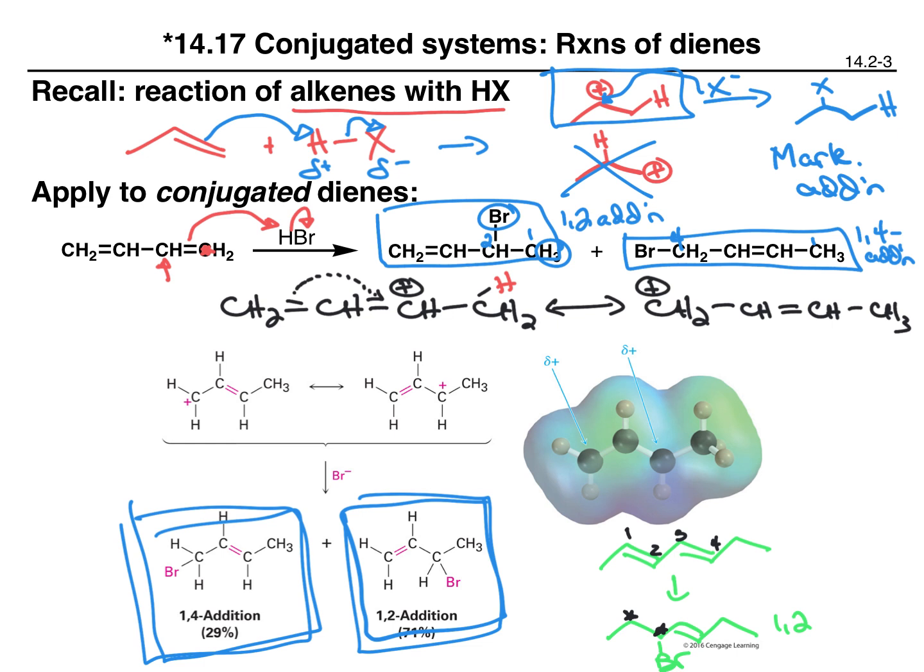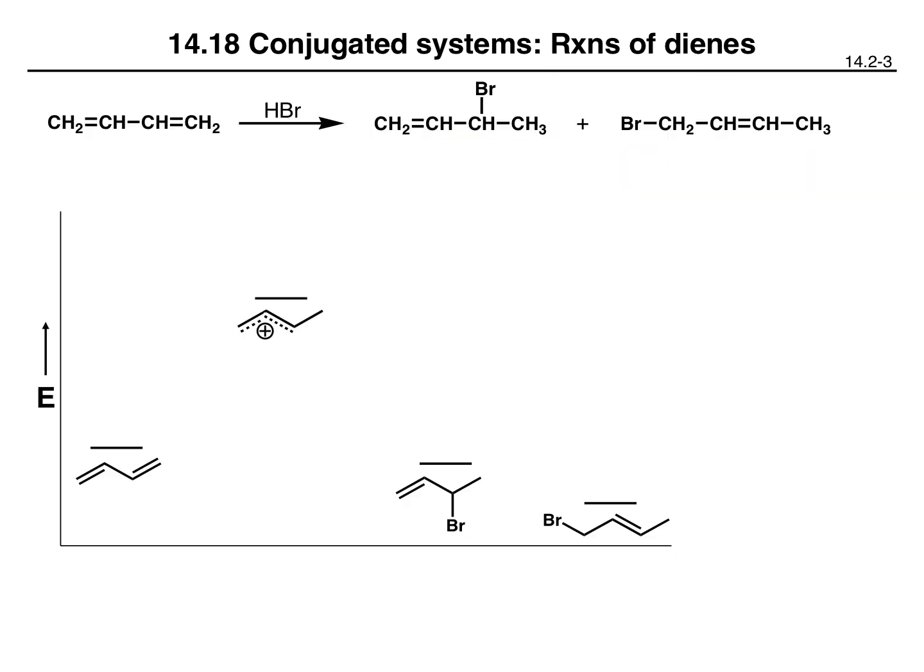So just keep that in mind, that you can have 1,2 addition even though that puts the hydrogen at carbon 2 and the bromine at carbon 3 when we're thinking about the IUPAC name. Other types of electrophilic addition reactions to dienes can also give a mixture of 1,2 and 1,4 products. You have to be on the lookout for that.